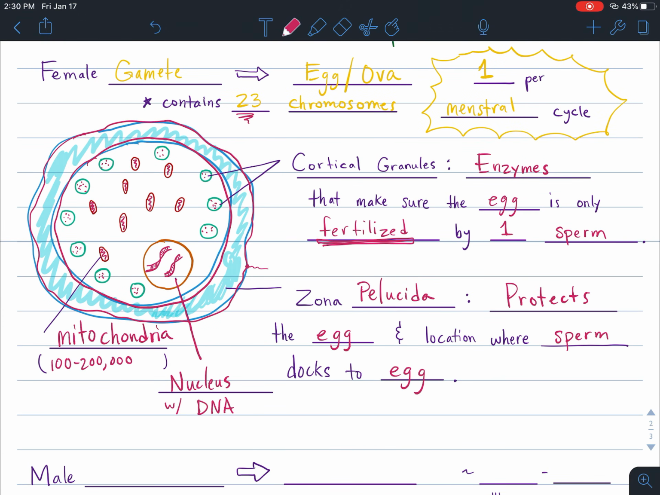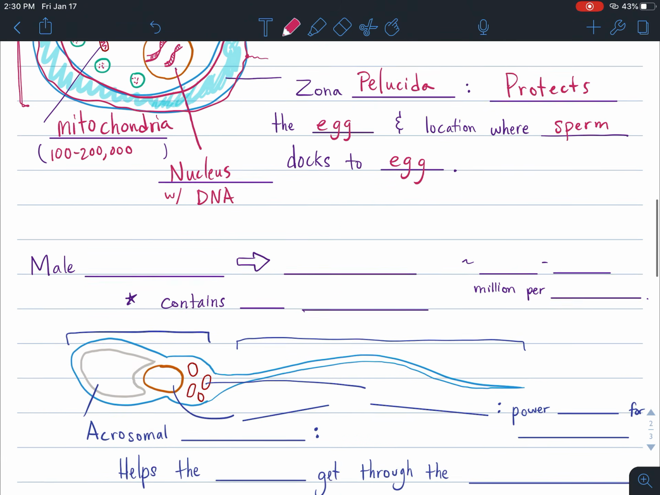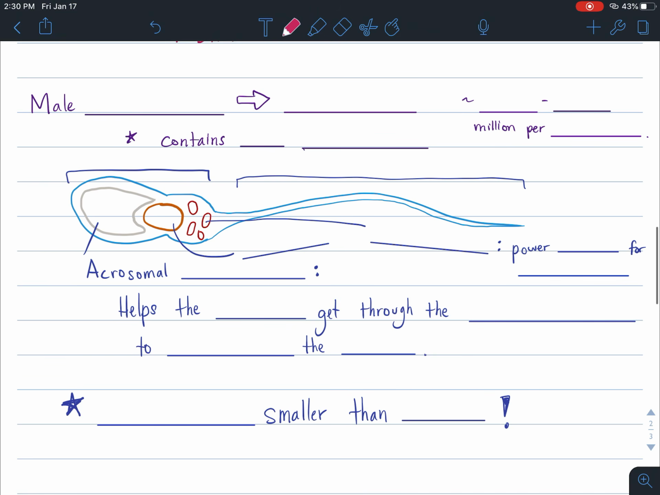And something interesting is that the female gamete is actually the largest diameter cell in the human body. And it's only in females. And this is something like 0.12 millimeters in diameter, which will be important because when we contrast the size of the sperm, we can use this to get a sense of the scale of these different cells. All right, so that's the female gamete. The male gamete is on deck next.